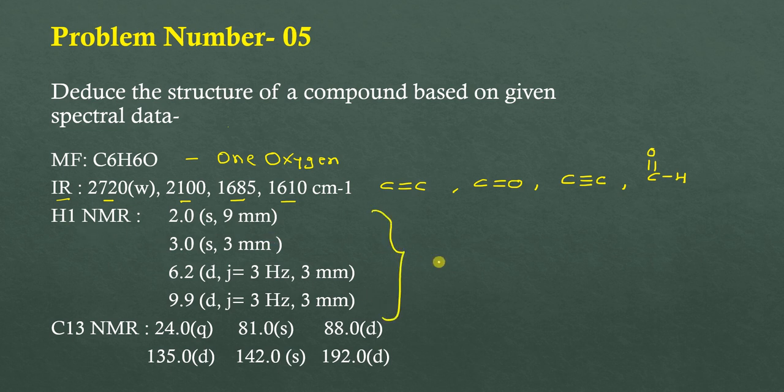Then in H1 NMR we have four peaks. Right, so there are four different groups of equivalent protons. Here they have given C13 NMR also, so we have 6 peaks for 6 different carbon atoms. Right, so we'll see these as well.